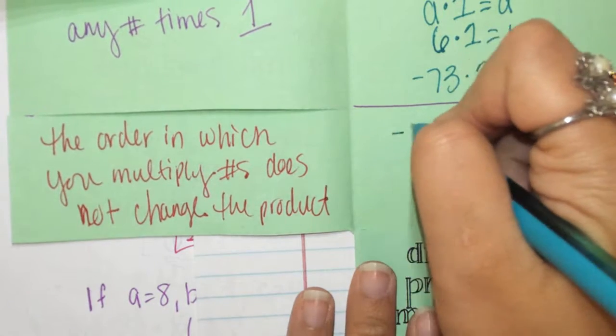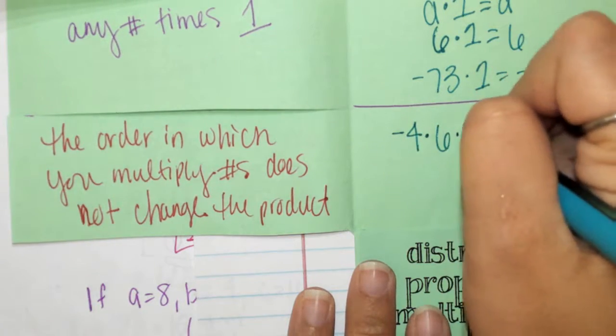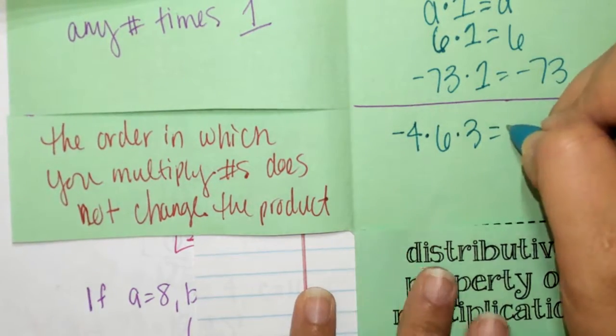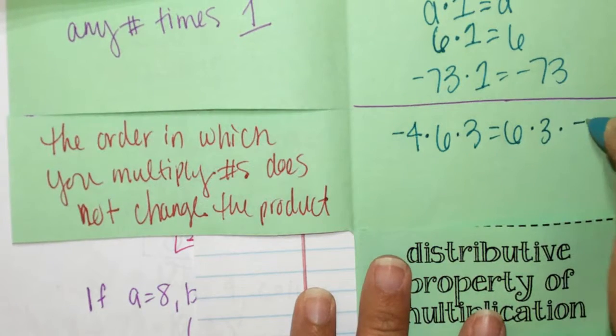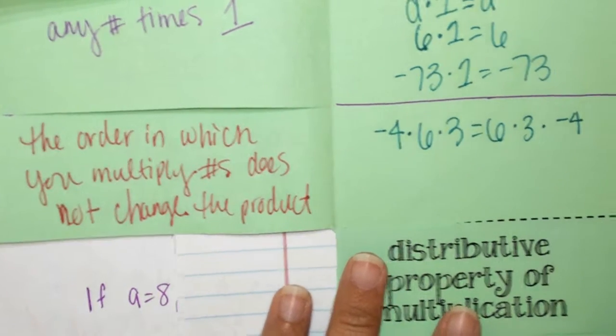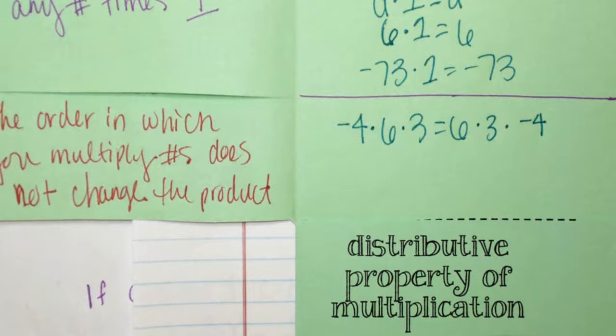So if I said negative 4 times 6 times 3, could I also write it as 6 times 3 times negative 4? I could, and we would get the same answer because it just commutes around. You commute back and forth to work or to school. And if you go a different way, you're still getting to the same place.